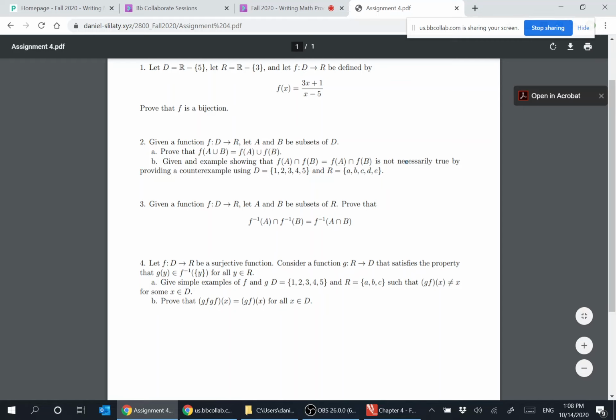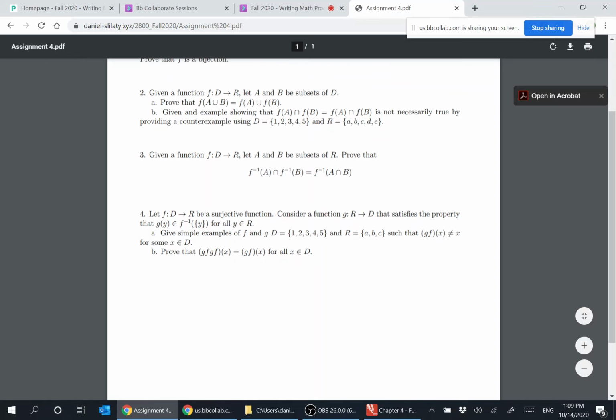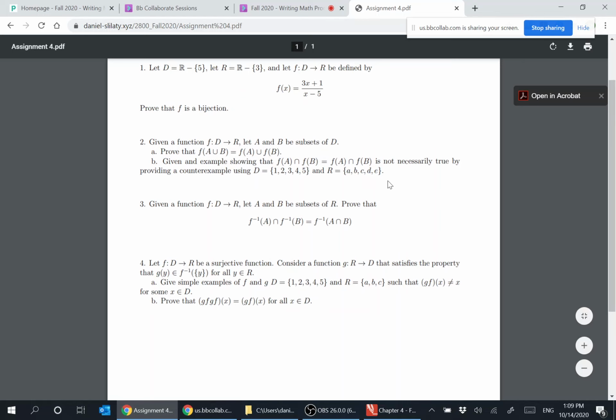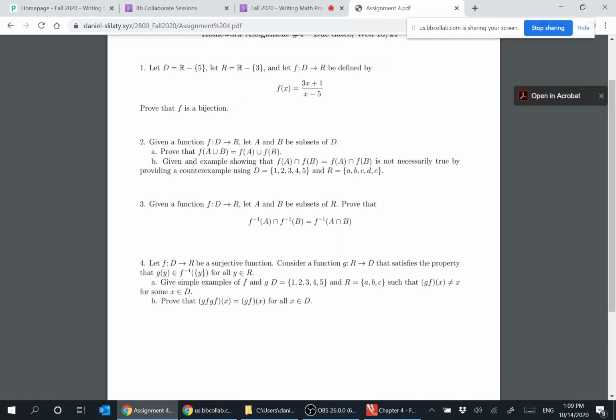So anyway, there's this statement here, and then there's the analogous statement for intersections. So this is f of A union B equals f of A union f of B. This should be f of A intersection B is equal to f of A intersection f of B. That's not always true. And you want to give an example with this domain and this range that shows it's not the case. However, with pre-images, it is true. Pre-image A intersect pre-image B is equal to pre-image A intersection B.